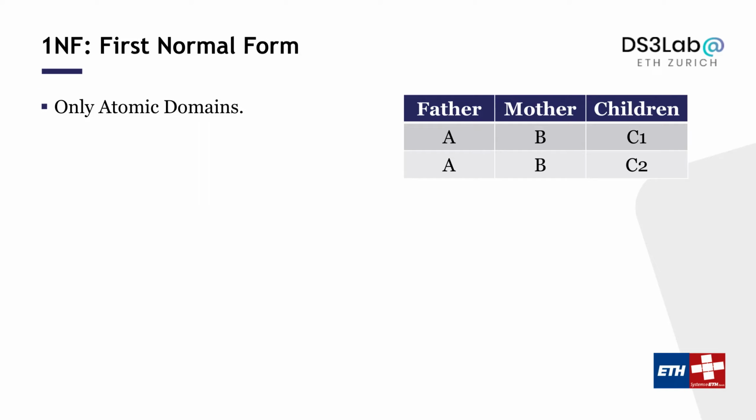As you can see, it's a relation schema with 3 attributes, right? And every single attribute takes a value corresponding to a person.